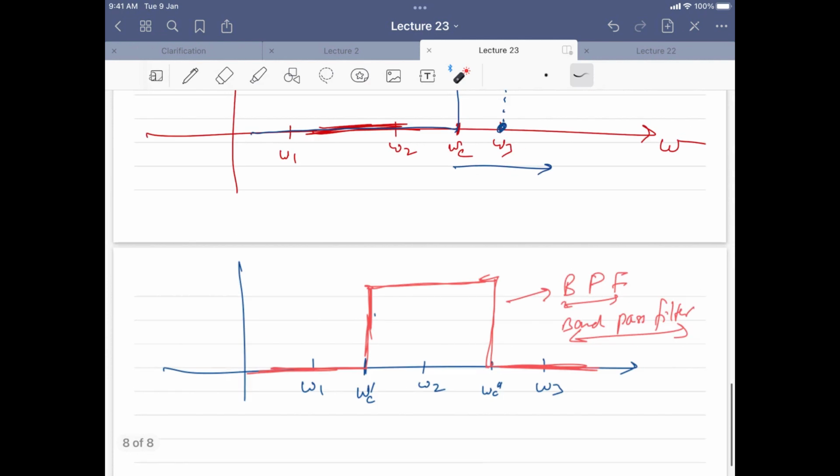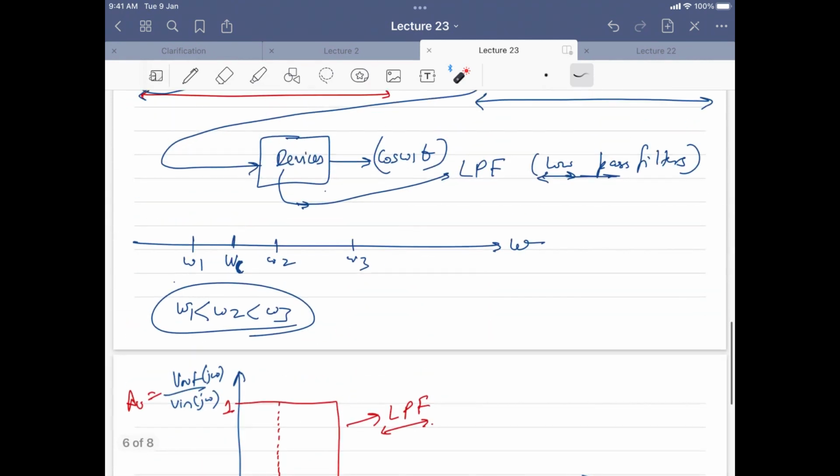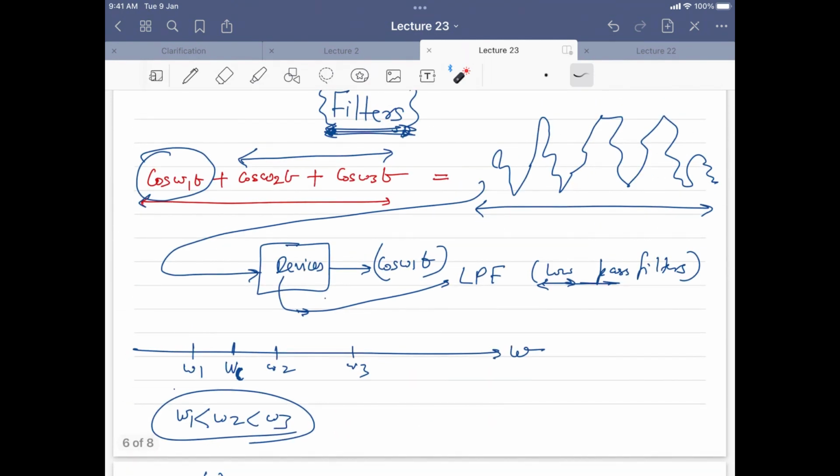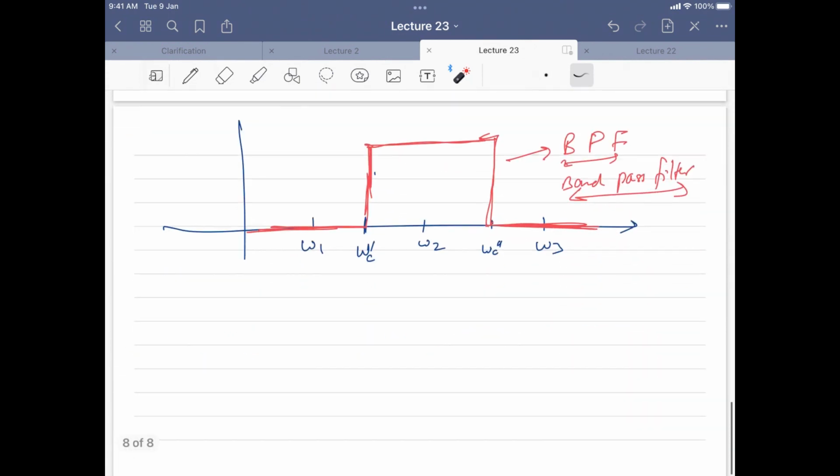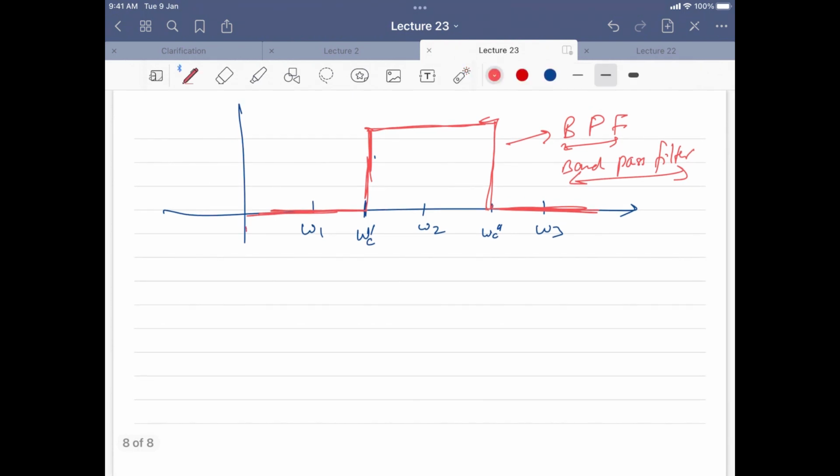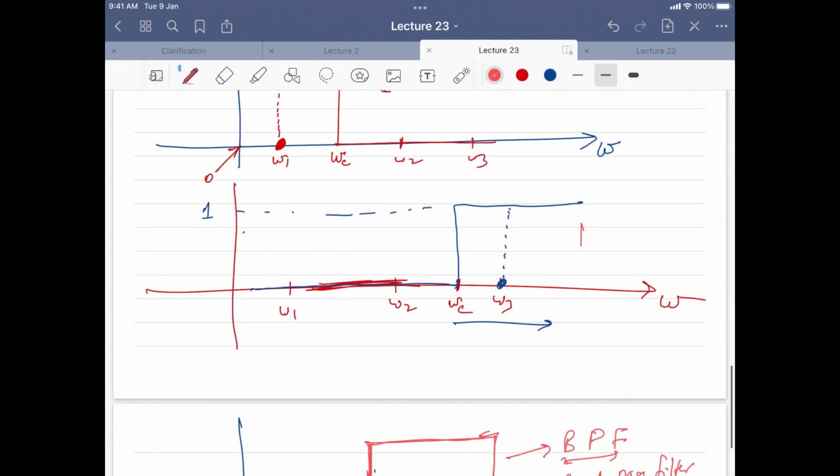Okay. Now another situation is that it might be the case that I only want cos omega 1t and cos omega 3t. Then what will happen? Sir, the filter you made above on the band pass filter is a high pass filter. Yes, it is a high pass filter, or it's in short called HPF.